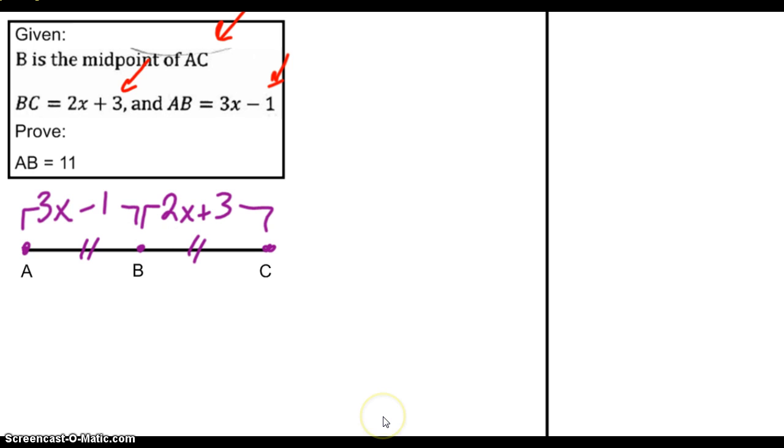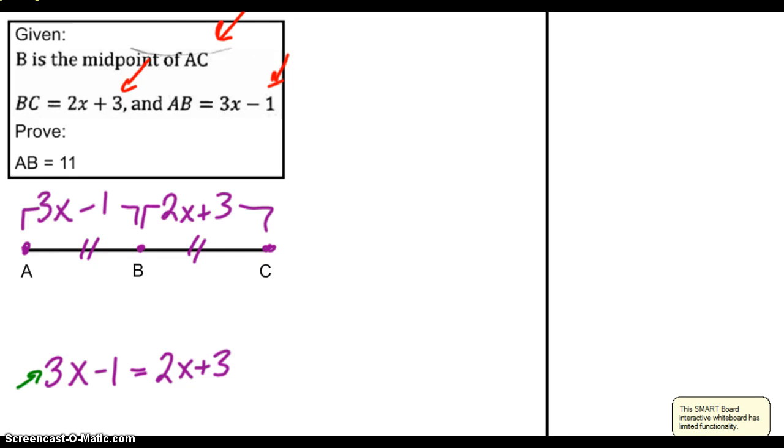And what would our equation be here? Well, since B is a midpoint and those two halves are congruent, I would write down that 3x minus 1 equals 2x plus 3. But with a proof, that's not good enough. We have to know why we can write that down. Why are we allowed to write that down?